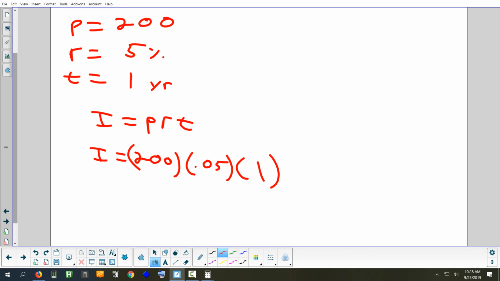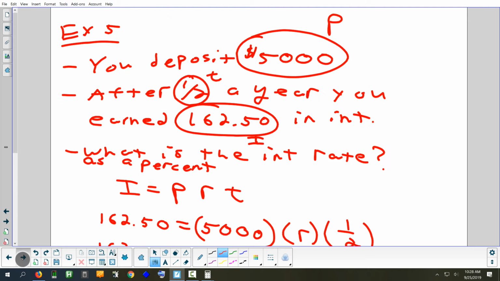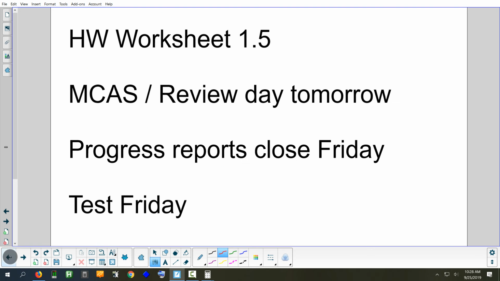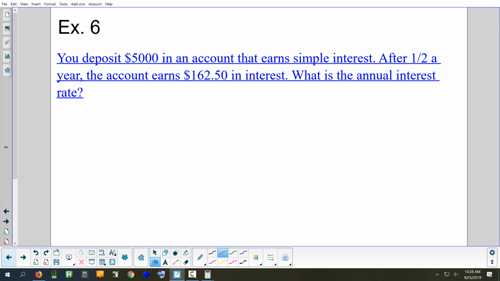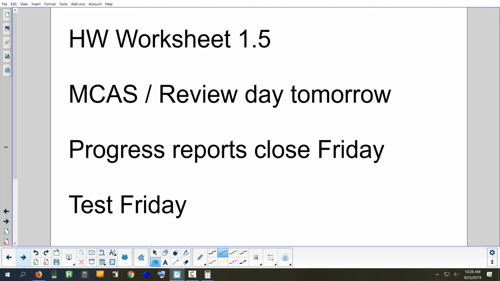All right. So that's it for the material that's on the test. So a couple reminders. Tonight this will be the last lesson for the week. Okay, so I'll give you a homework worksheet. Tomorrow we'll do the MCAS and review. Whatever time we've got left, the quicker we get through MCAS, the more chances you guys get to earn extra credit for the test. Progress reports close on Friday, and we have our test on Friday.